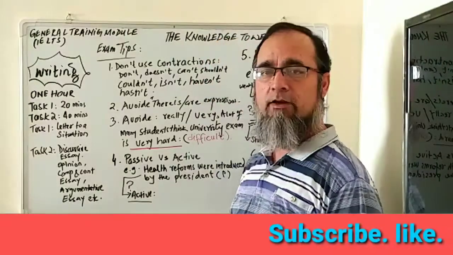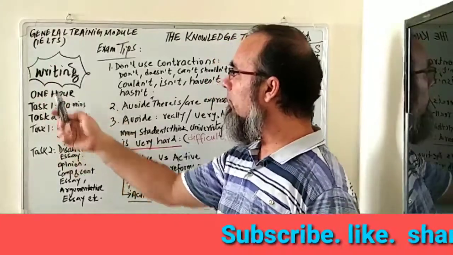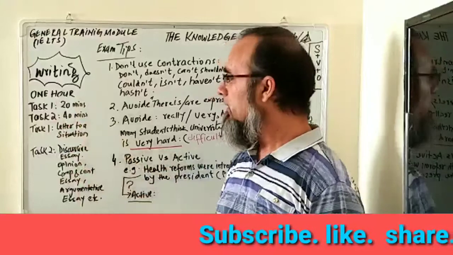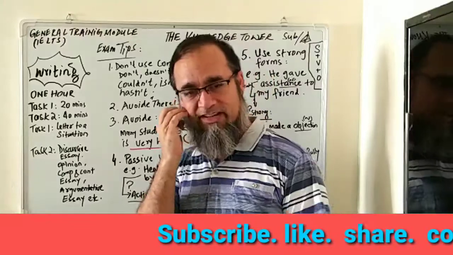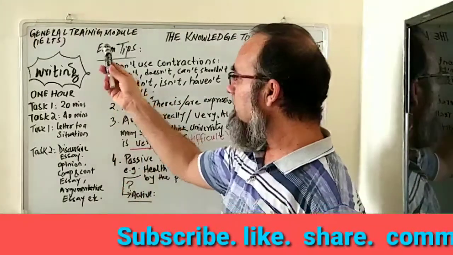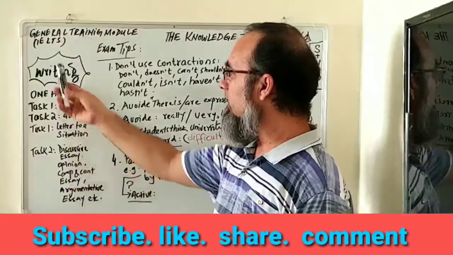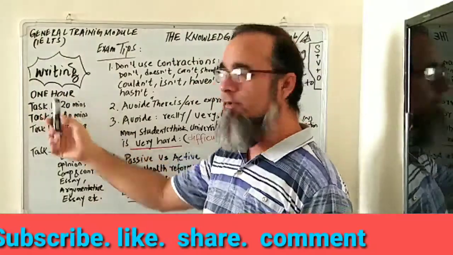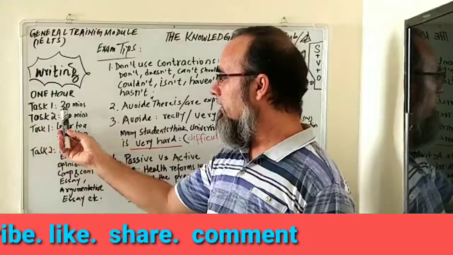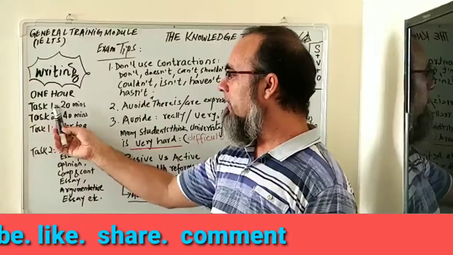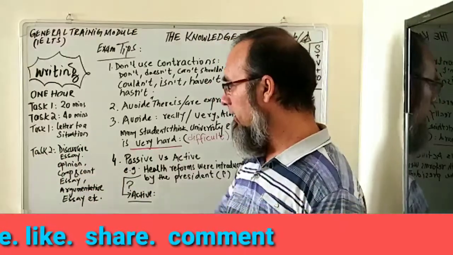So today, in continuity of the modules, we are going to talk about the writing module of the General Training module of IELTS. I will give you some tips, the things which are very essential from the examination point of view, which are called exam tips and techniques. As you know, in the writing test of General Training IELTS, the time duration given is 1 hour, and there are two tasks, task 1 and task 2. In task 1, 20 minutes are provided, and in task 2, 40 minutes are dedicated.